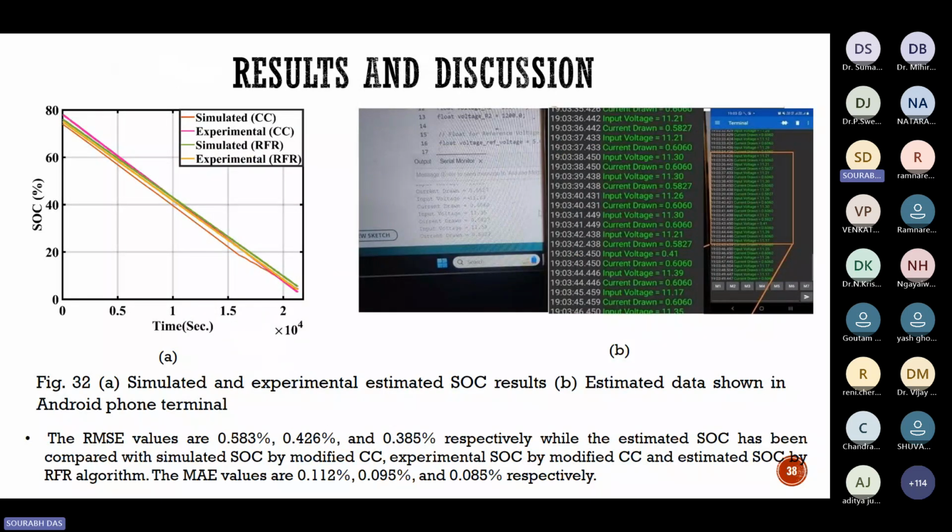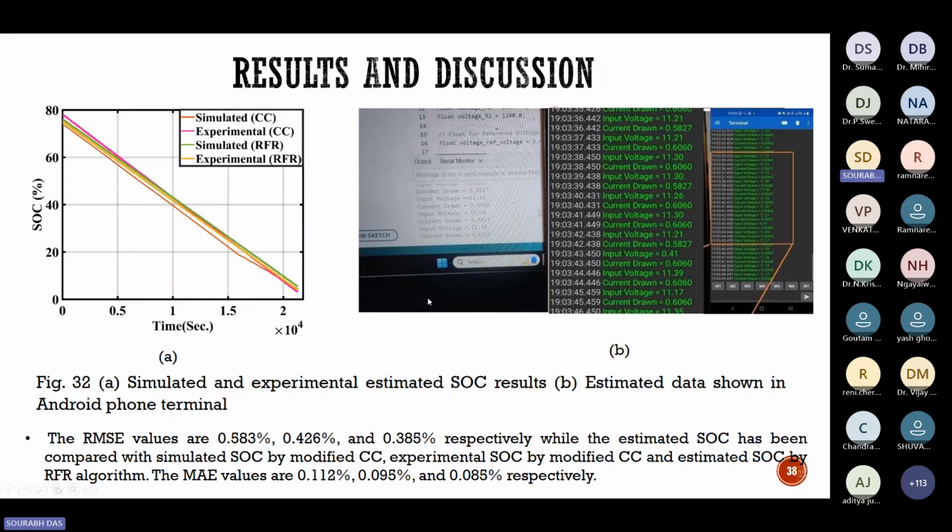So this is the result. Figure 32A shows the simulated and experimental estimated SOC results which we got here, and we have seen that the initial SOC is approximately 80%, less than 80%. So it is not starting from 100%, as we have accurately estimated the initial SOC of the battery.